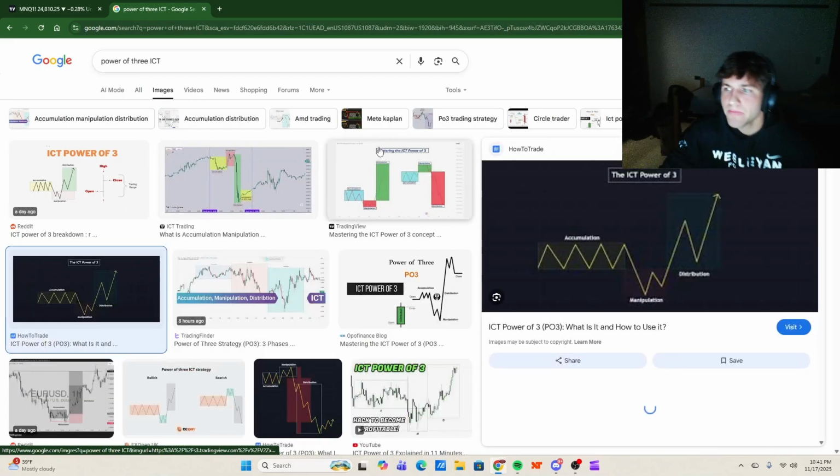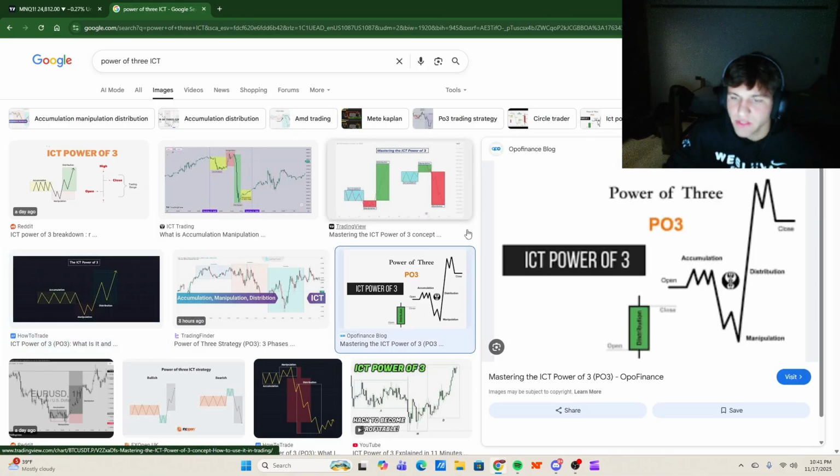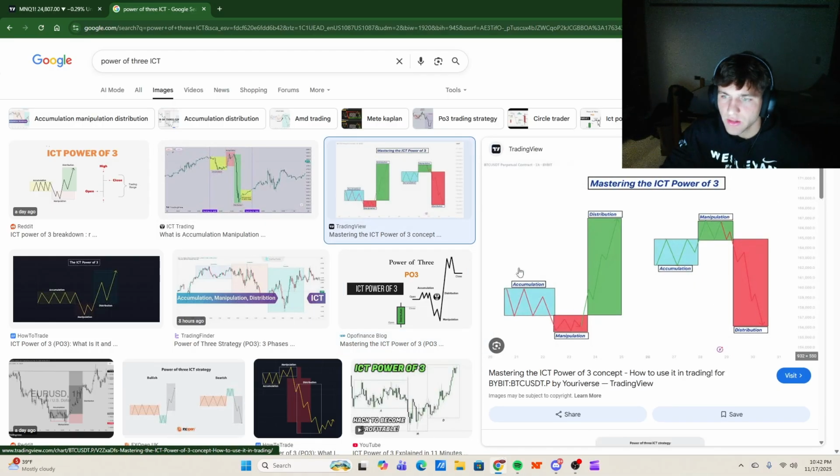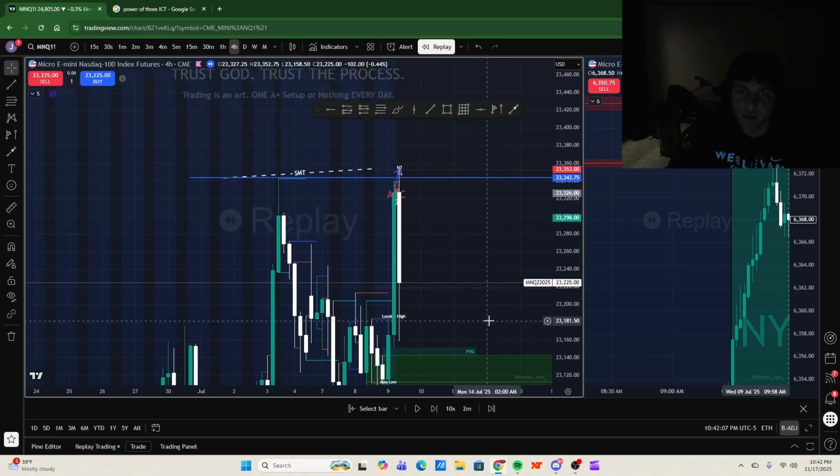All right, so every single 4 hours, we are going to open, and then we are going to accumulate, right? So when the open happens, we're going to accumulate, and then we're going to manipulate to make a wick. We can either manipulate up, like this, and then distribute to the downside. That's when a 4-hour candle will be bearish.